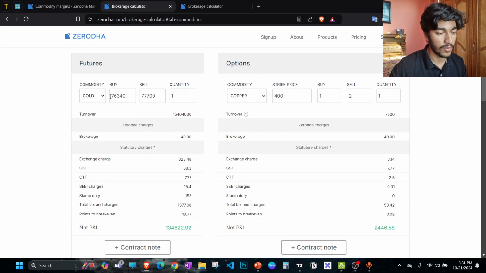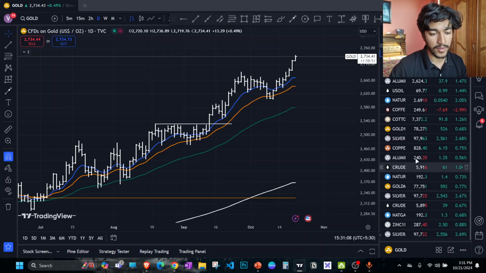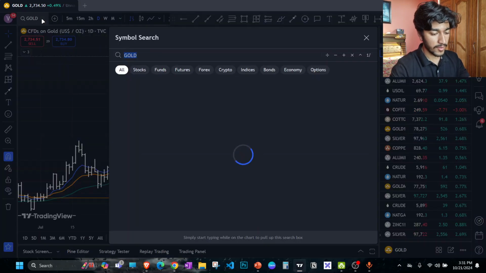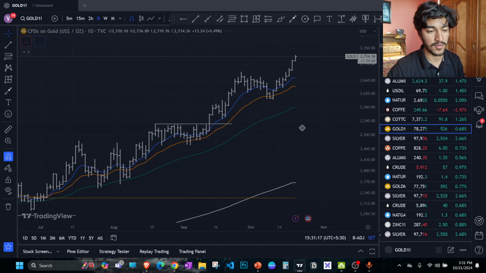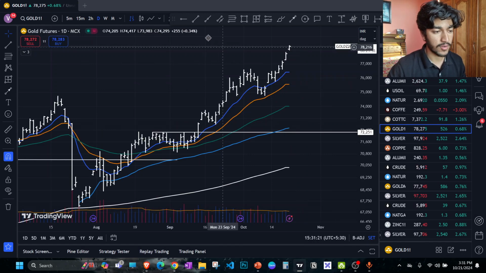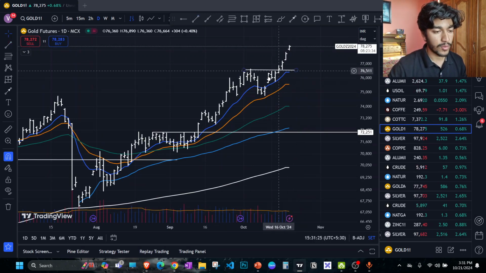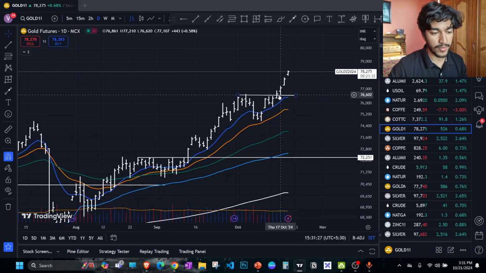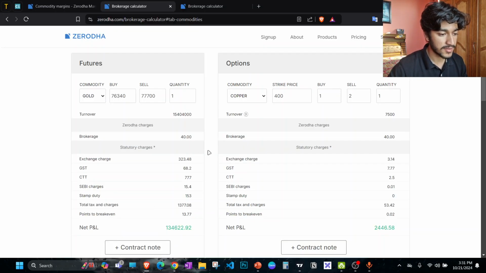So let's say you bought the gold. You can check the gold prices here as well. You can just go to TradingView and search gold futures, and you'll get the futures prices on MCX. Again, you'll use the same logic of price action analysis here as well. Let's suppose we bought the gold at this particular price where the breakout is happening.